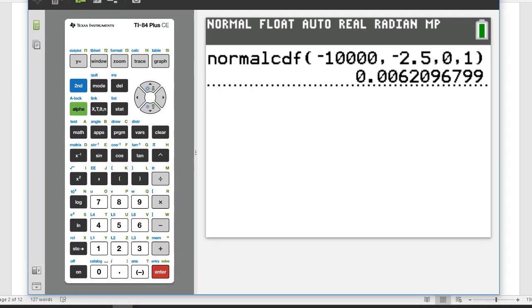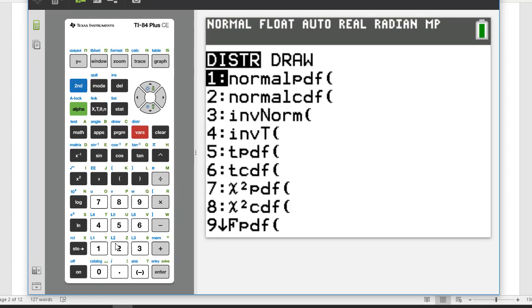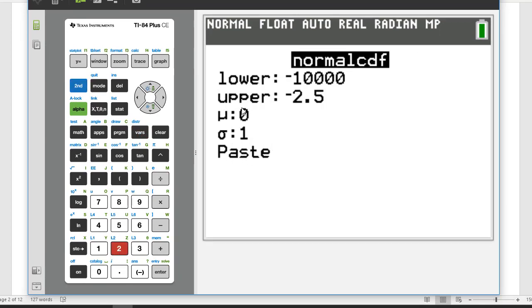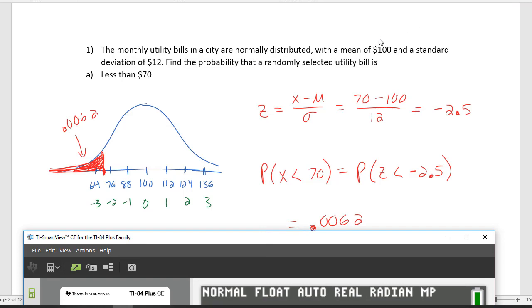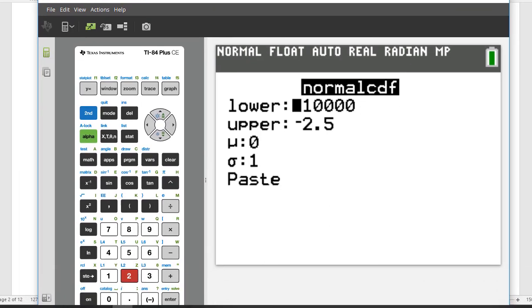Now something that's cool about the technology is, if I go back to second vars distribution, and I call it number 2, it's allowing me to plug in the particular mean and standard deviation for this data set. My mean was 100, my standard deviation was 12, and the raw data value we were looking at here is 70. So those are the things I'm going to type in. I'm going to go from negative infinity up to 70 with the mean of 100 and standard deviation of 12.